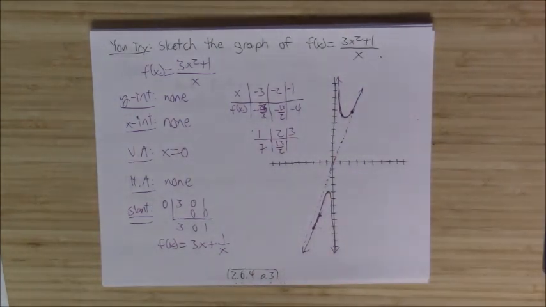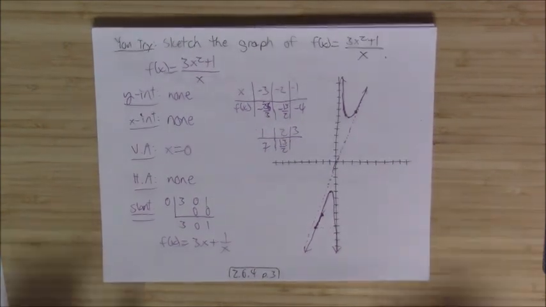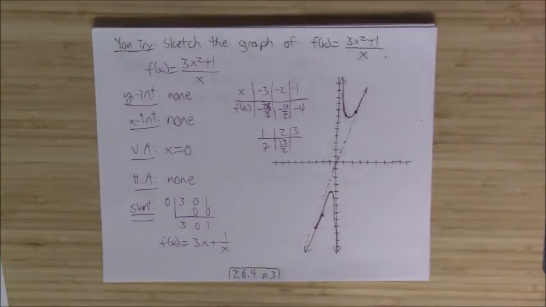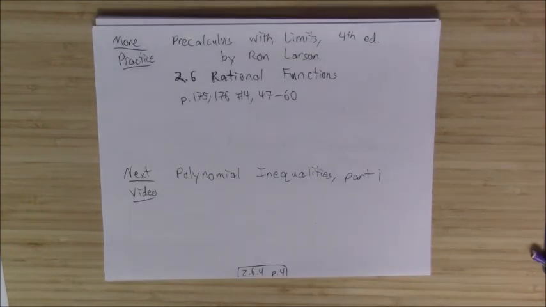Again, Desmos is great for this sort of thing, but it's still nice that you can analyze this on your own. For more practice in graphing rational functions with slant asymptotes, be sure to see pages 175 and 176 of the textbook and work problems 4 and 47 through 60. In our next video, we'll start talking about polynomial inequalities.